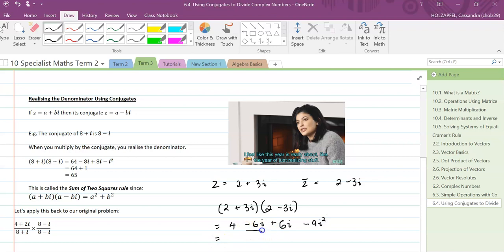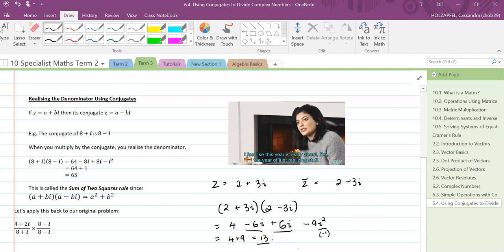So these two terms, negative 6i plus 6i, are going to add to 0. This value here, remember, i squared, is equal to negative 1. So when we times negative 9 by negative 1, we'll get positive 9. So we'll have 4 plus 9, and we'll get our answer of 13.